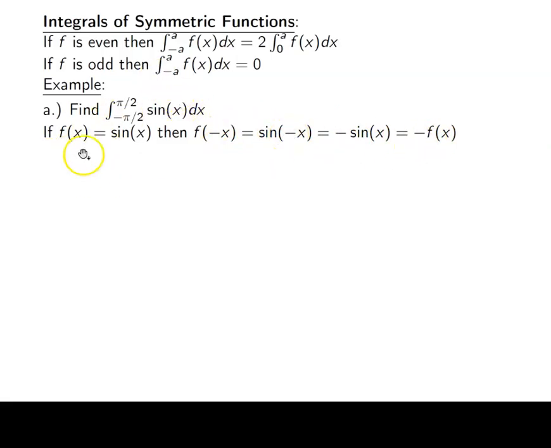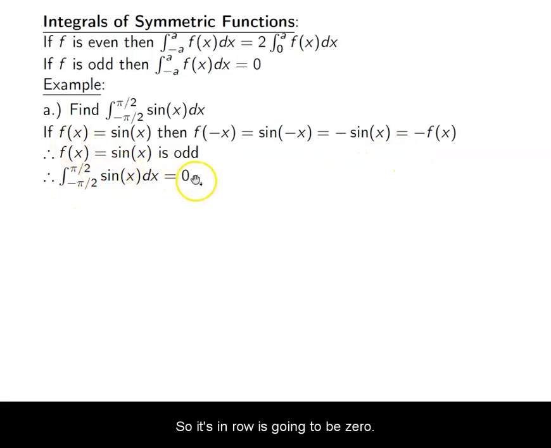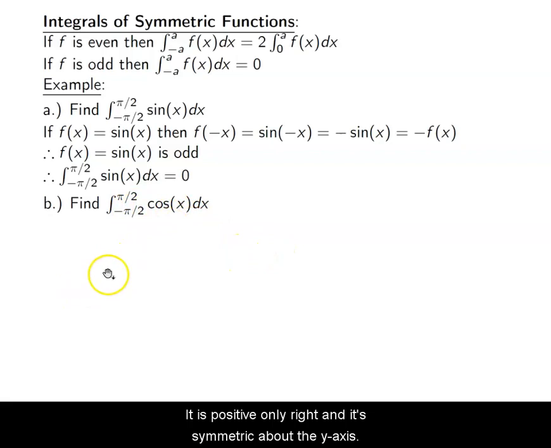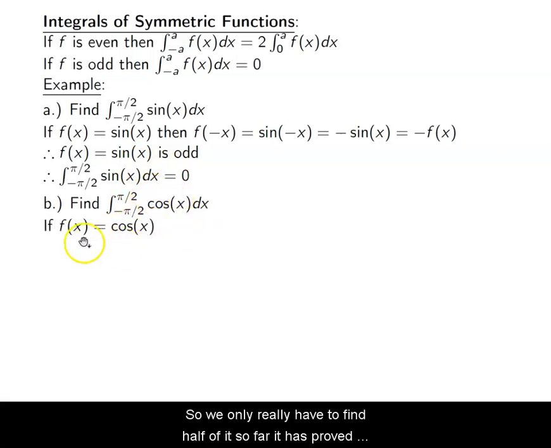Plugging a negative into my input makes my function output negative. That's the definition of odd. Sine is an odd function, so its integral is going to be 0. Now, if we find the integral of cosine from negative pi over 2 to pi over 2, the same symmetric bounds, think about what cosine looks like on this. It is positive only, and it's symmetric about the y-axis, so we only really have to find half of it.